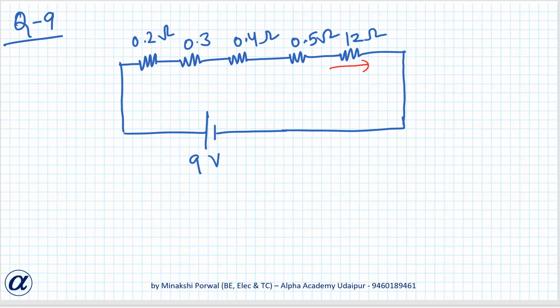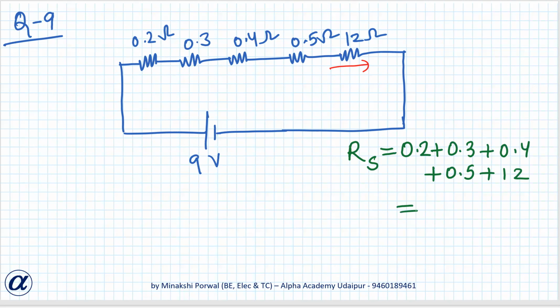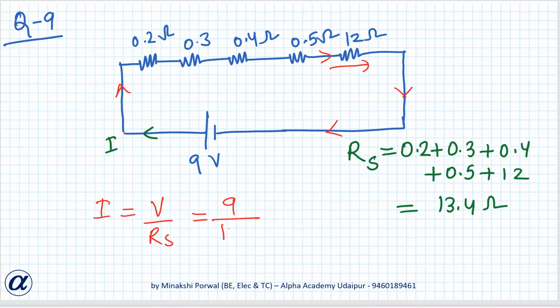Now as all the resistances are connected in series, RS will be equal to the sum of all the resistances: 0.2 plus 0.3 plus 0.4 plus 0.5 plus 12. So we'll add all these resistances. This is equal to 13.4 ohm. Now current will be the same through all these resistances because they are all in series. So I equals V upon RS. V is 9 and RS is 13.4, so this will be equal to 0.67 ampere.